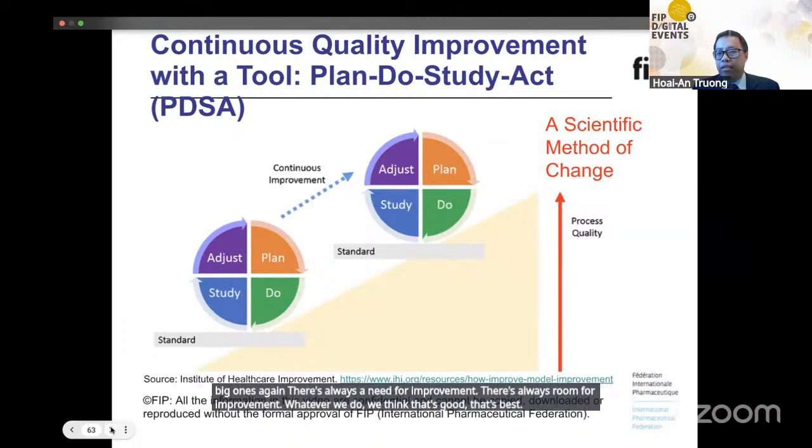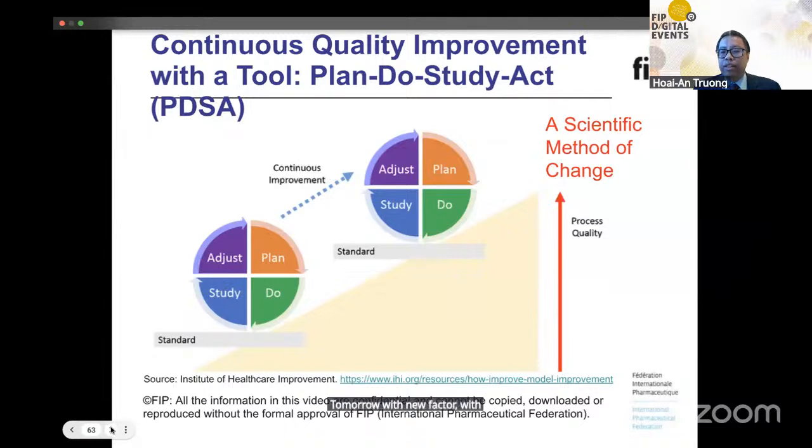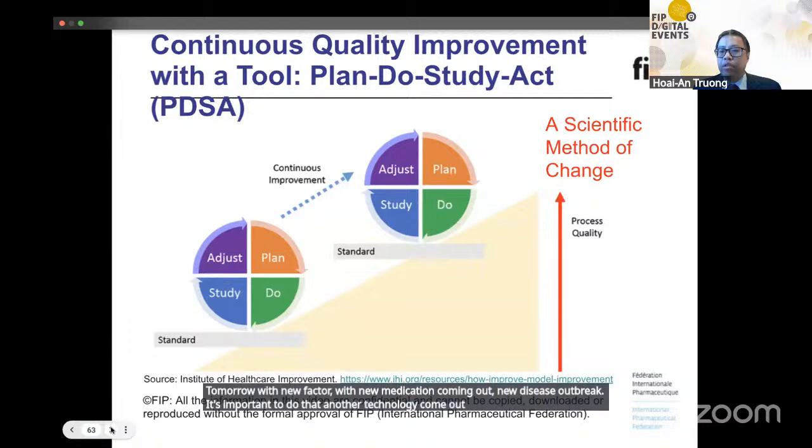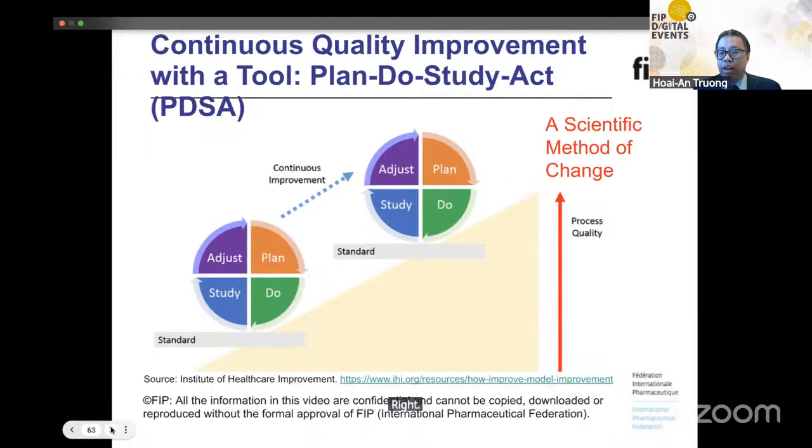Tomorrow there will be a new factor, new medication coming out, a new disease outbreak. It's important to do that. Another technology will come out to help us. We need to continue to improve to move forward. And this is actually a scientific method of change, right? To improve the quality of the process.